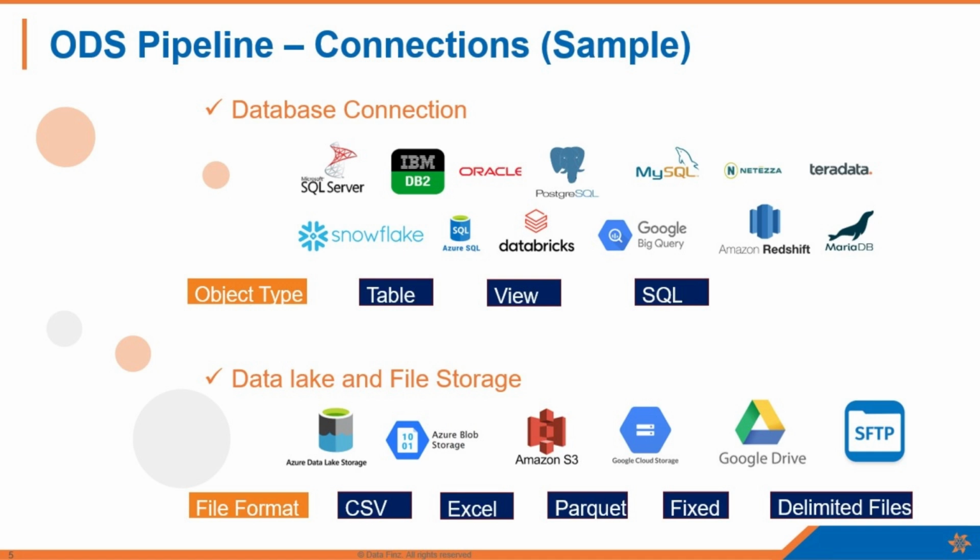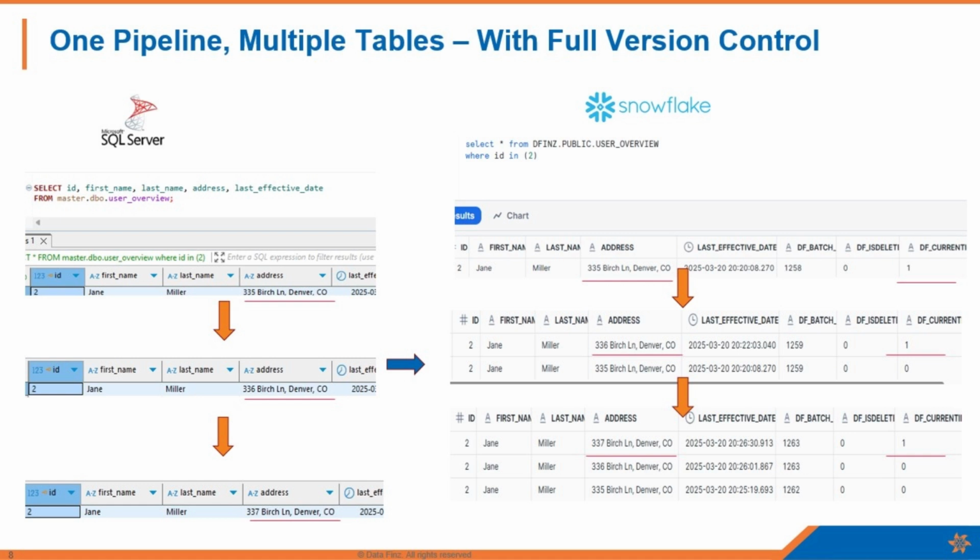DataFinz ODS pipeline integrates with both on-premises and cloud databases, as well as data lakes and file storage, enabling efficient and scalable data management. Using a single pipeline, multiple tables are efficiently connected, enabling data transformation from Microsoft SQL Server to Snowflake. For every changed record in the source, a new record is created in the target, with the current indicator highlighting the active record. This process is streamlined and simplified within the DataFinz ODS pipeline. The upcoming demo will showcase how it works in action.